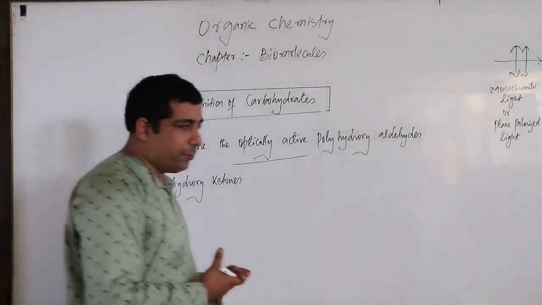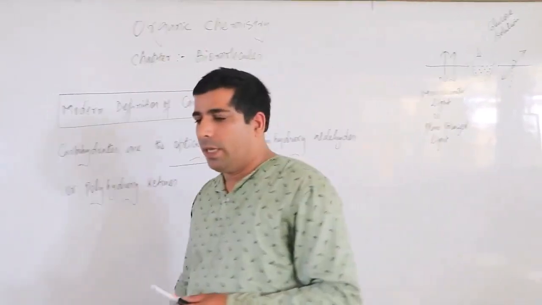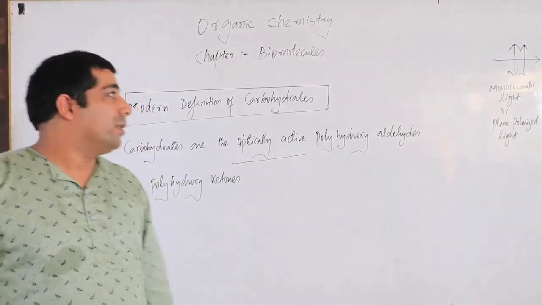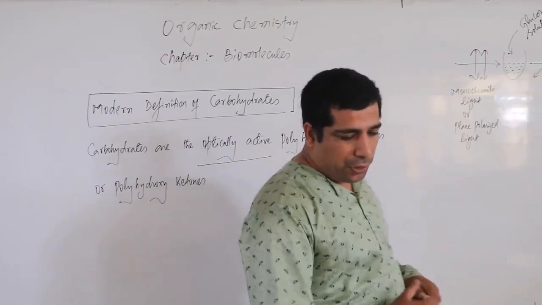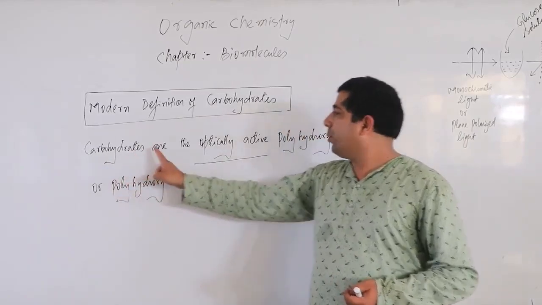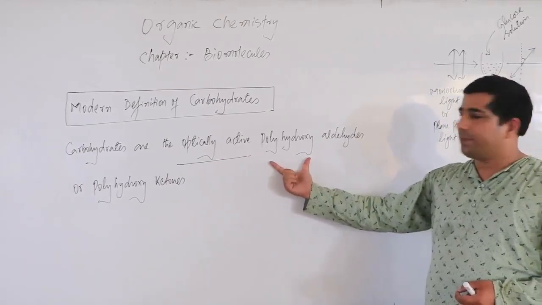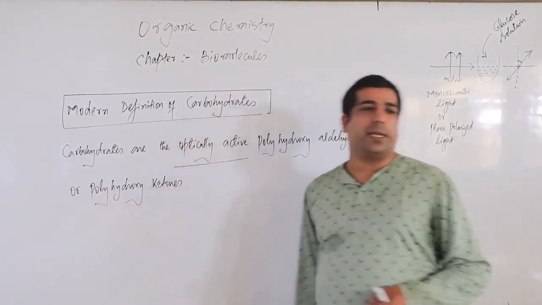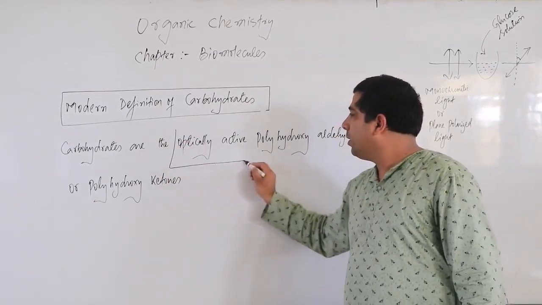So my dear friends, we were into the classical definition or old definition of carbohydrates, and I told you that there are many limitations for that. So we'll move on to the modern definition of carbohydrates. First of all, let's explain what it says to us. Carbohydrates are the optically active polyhydroxy aldehydes or polyhydroxy ketones.